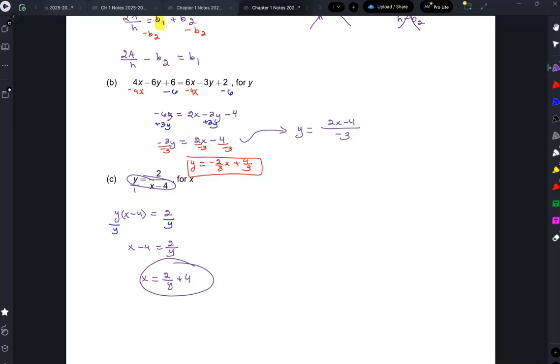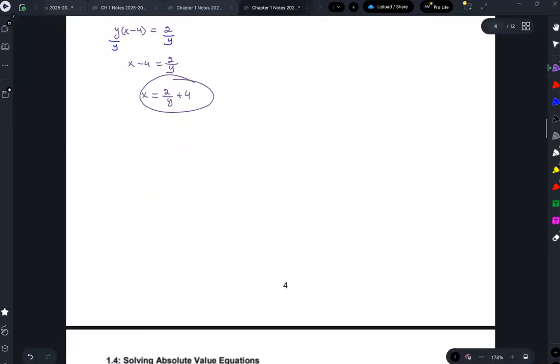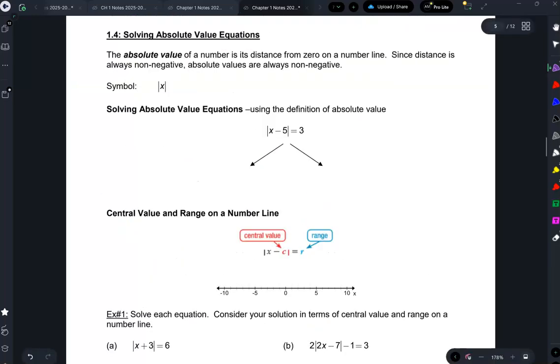All right. Next. We are doing 1.4 also. Okay. All right. So let's go to 1.4.